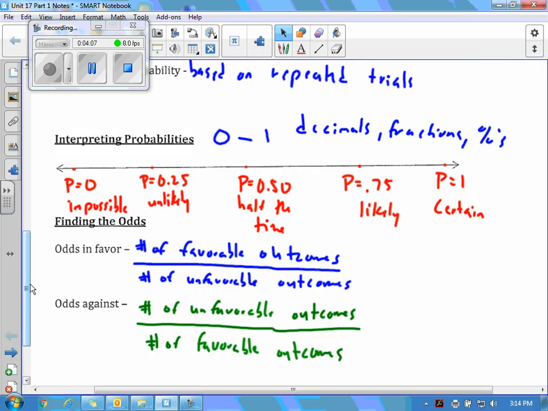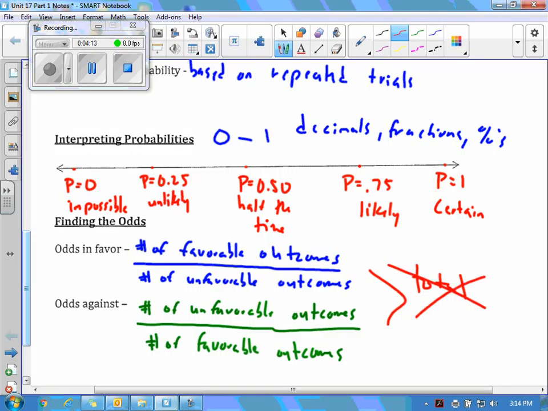If you'll notice when you do odds, for both of these, you don't see the total anywhere. They're going to add up to the total, but you're never actually just writing the total down. Okay, make sure you get all those definitions written down.